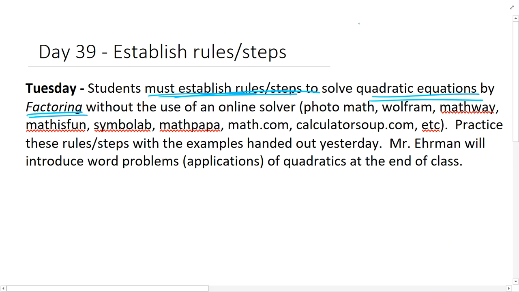Now, I made the suggestion in class yesterday that your rules shouldn't be all that extensive. I would say 3 to 5 steps should be sufficient. If you have more than that and you've got to memorize, that's perfectly fine. But in all honesty, the rules for solving quadratic equations by factoring shouldn't be too extensive. 3 to 5 steps should be sufficient.